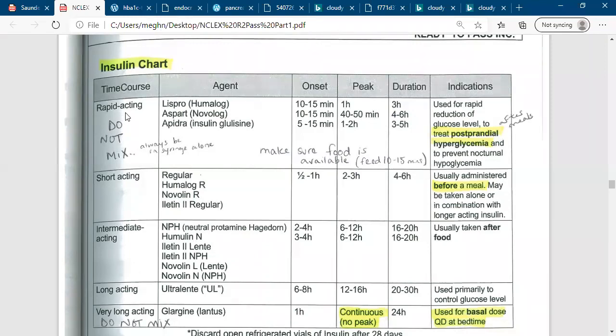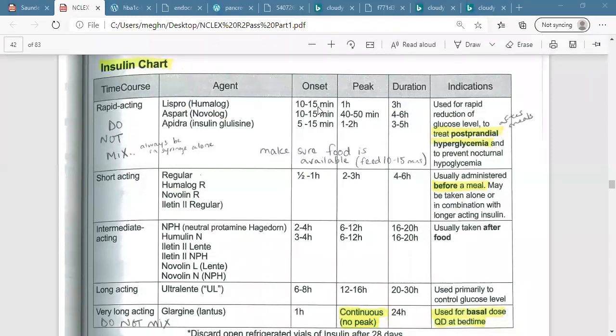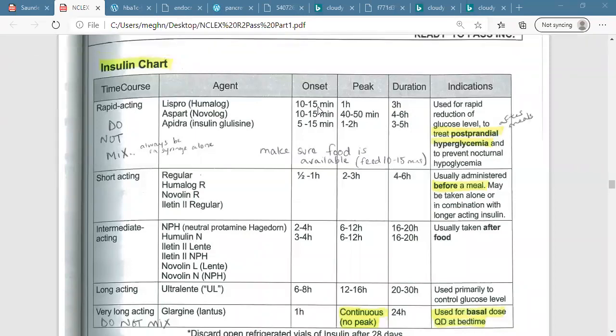And also keep in mind, they start action so rapidly. After using, they start to work within 10 to 15 minutes. So as an RN or LPN, when you give this medication, sometimes we give it 15 minutes before the meal, before the food, okay? And the peak is 1 hour, duration is 3 hours.